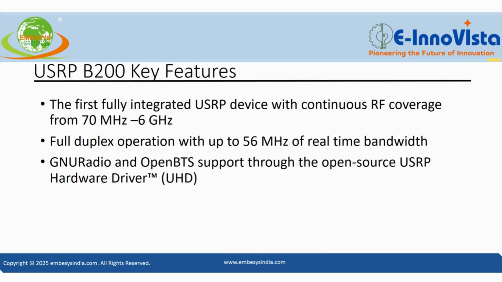Then, what are the key features of the USRP B200? Firstly, it's a fully integrated USRP device with continuous RF coverage and a frequency range from 70 megahertz to 6 gigahertz. It can function in full duplex operation with up to 56 megahertz of real-time bandwidth. For programming support, the USRP B200 supports many platforms like LabVIEW and MATLAB, along with free tools and open software like GNU Radio, OpenBTS, and Python. So these are the key features or highlights of the USRP B200.